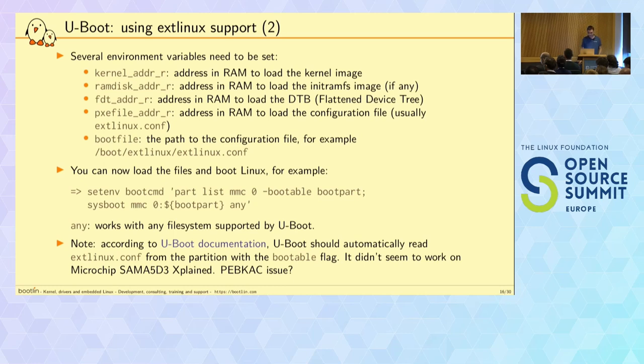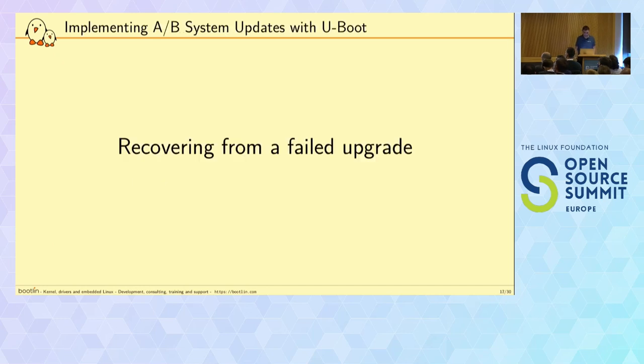Actually, this could be simpler than that. If you look at U-Boot's documentation, it could be made to automatically read extlinux.conf from the active bootable, the current bootable flag. So it could actually look it up by itself and then use that information to load the configuration file from the right partition. At least this didn't seem to work on the SAMA5D3 Xplained from Microchip. Maybe there's always an issue between the keyboard and chair, but yeah, I had to go the more complex way, and this just worked fine. But maybe it can even be shorter. Just mark a partition as bootable and configure U-Boot to use extlinux, and it automatically picks up the right partition. Maybe. Not sure yet. Next question is how to recover from a failed update.